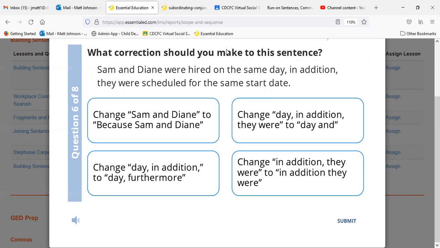And then the last one is still using in addition as a problem without any type of punctuation. What we want is a conjunction there. So and is the right way to go. So change day, comma, in addition, comma, to they, to day and.